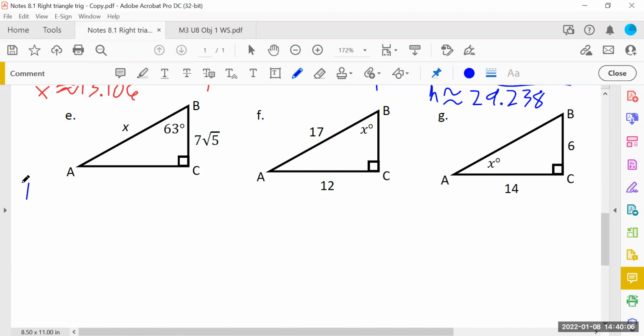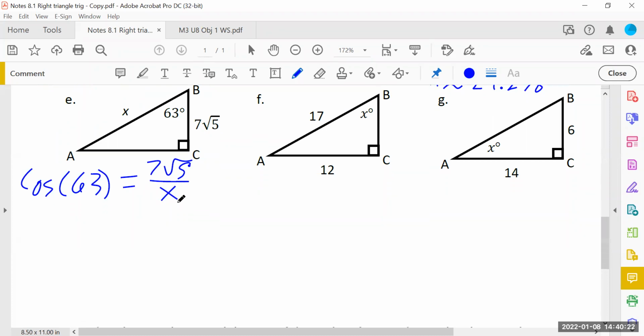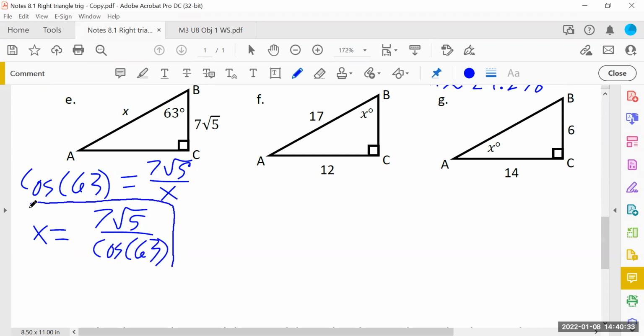So I'm still setting this up as cosine for the adjacent: cosine of 63 is equal to 7 root 5 over x. So I'm multiplying both sides by x, then dividing by the cosine of 63. I'm going to skip those steps and go straight to x is equal to 7 root 5 divided by the cosine of 63. Again, some of you are going to get fast enough that you're not going to have to show those middle steps. If you're not sure what happened right there, check with somebody next to you.